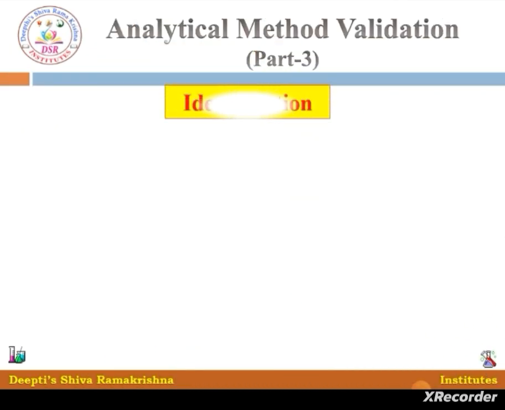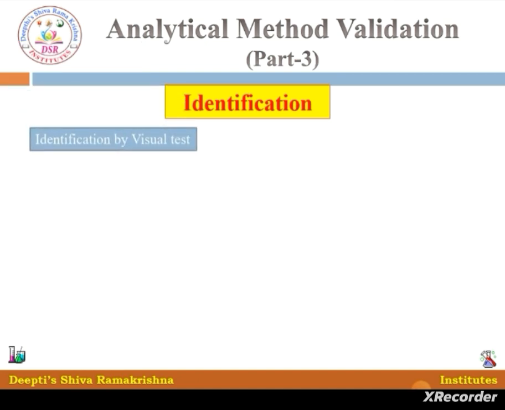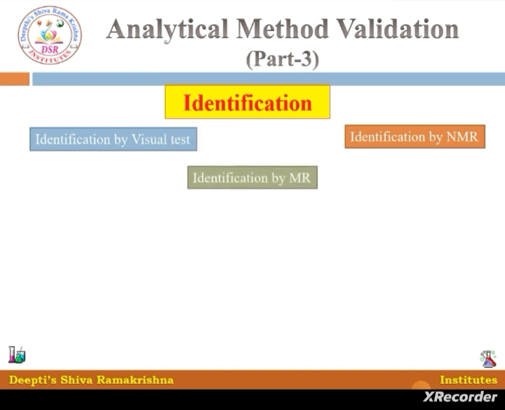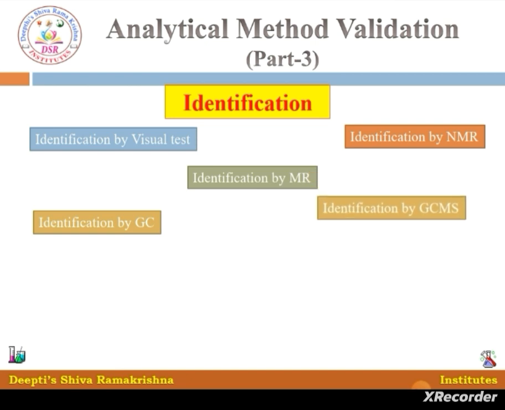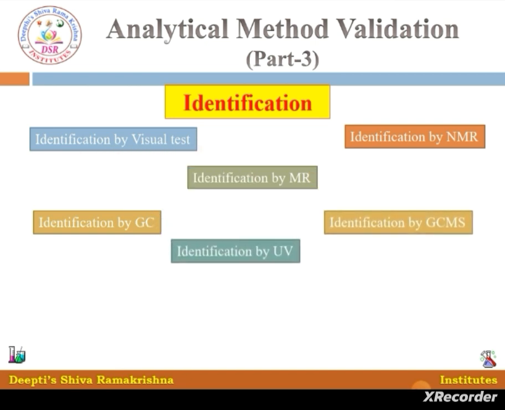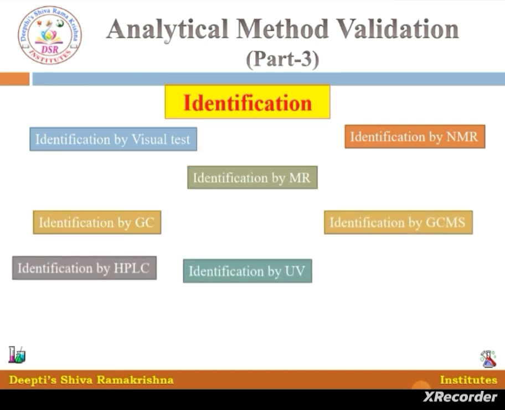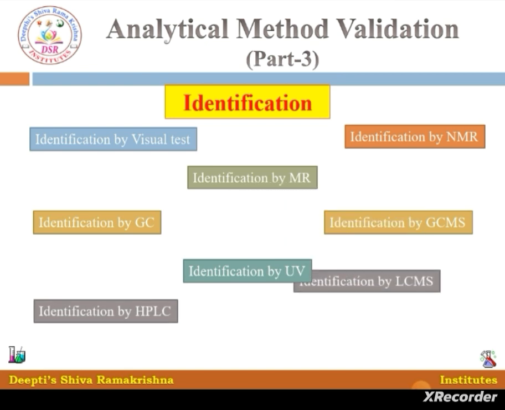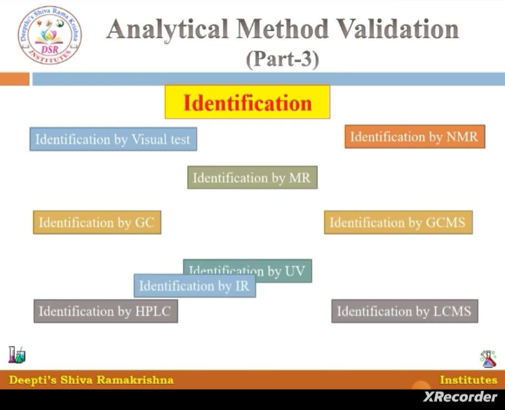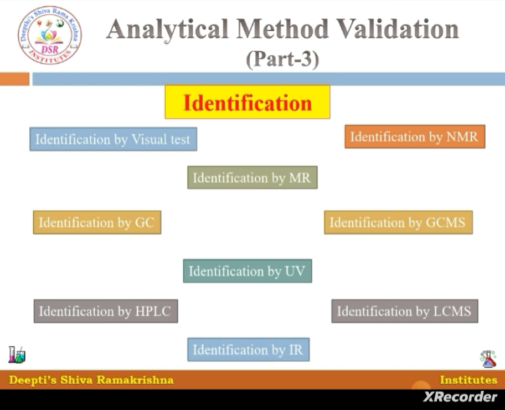So, let us see what is identification test. Some of the examples are given here: identification by visual test, identification by NMR, identification by MR, identification by GC, identification by GCMS, identification by UV, identification by HPLC, identification by LCMS, and finally identification by IR. These are the tests available for identification with different techniques.